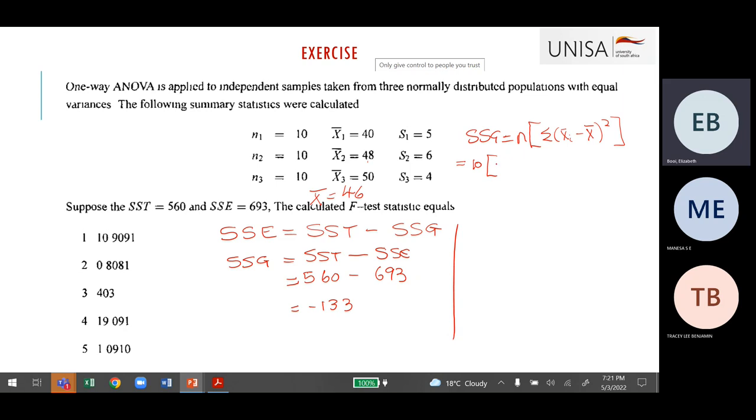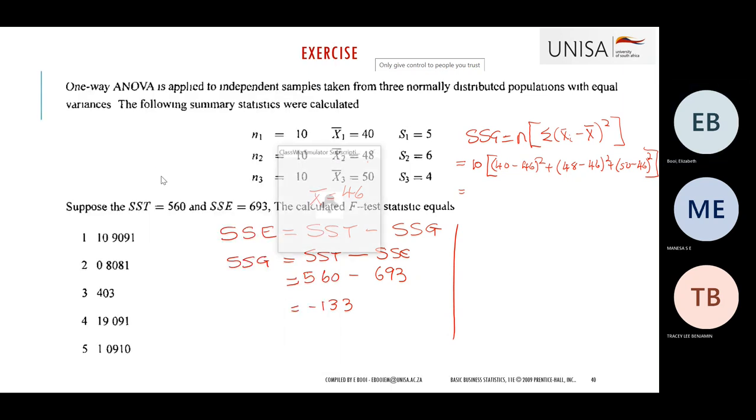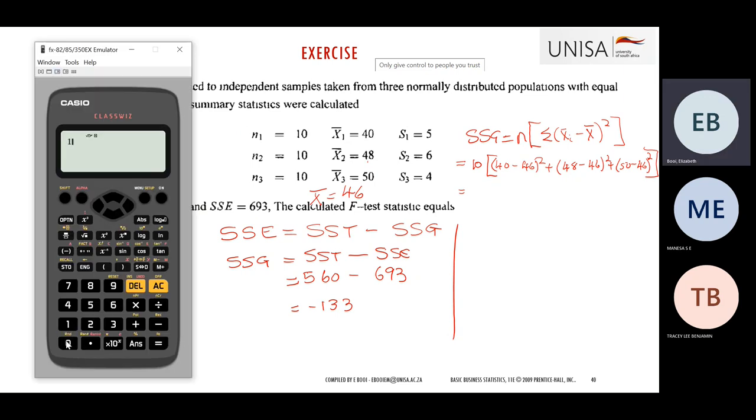So it's 10. And we're going to say 40 minus 46 squared plus, because it's the summation, 48 minus 46 squared plus 50 minus 46 squared. Close bracket, and we can calculate everything. So I'm just going to open my calculator and do it all at once.